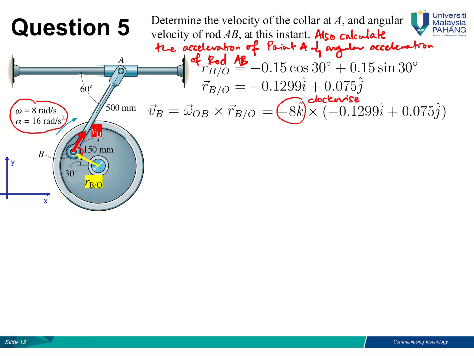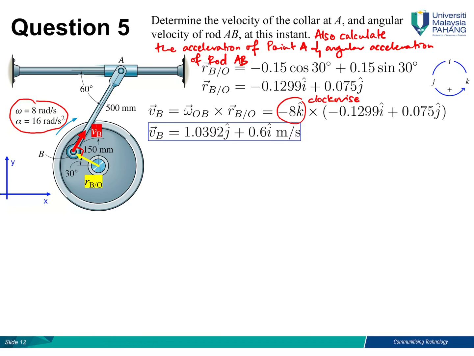Counterclockwise is always positive. Then you have this IJK cross product, and in the end we have VB as 1.039 J plus 0.6 I meter per second.